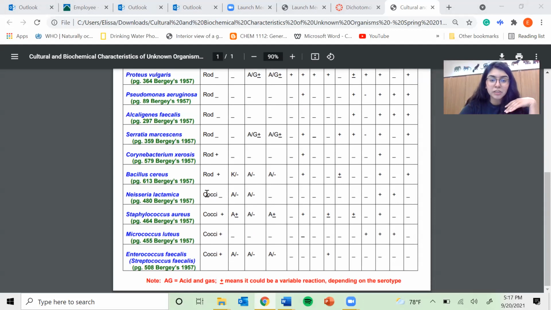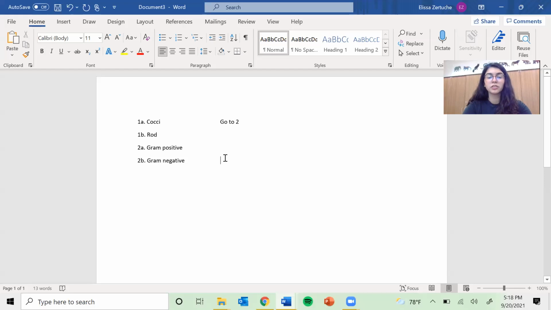Neisseria lactamica, which is gram negative cocci. We have Staph aureus, which is a gram positive cocci, Micrococcus luteus, which is a gram positive cocci, and Enterococcus faecalis, which is a gram positive cocci. So we can easily say Neisseria lactamica is the only gram negative cocci, right? No other one can go there, so we can mark that off.